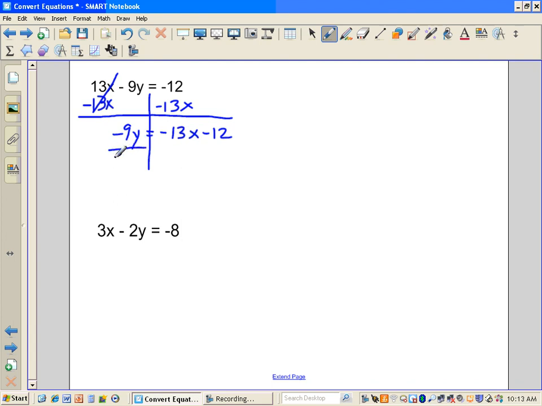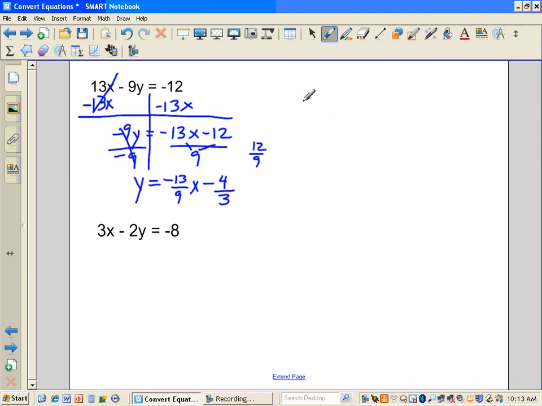Get the y by itself, divide by 9. Y is equal to, again, the 9 has to go to both parts here. 13 divided by 9, I can't reduce. I'm just going to leave it as negative 13 ninths x. 12 divided by 9, 12 over 9, 3 goes into both of those, so 3 goes into 12 4 times, and 3 goes into 9 3 times. So I do want to reduce that when I can. So there's my y-intercept, there's my slope.